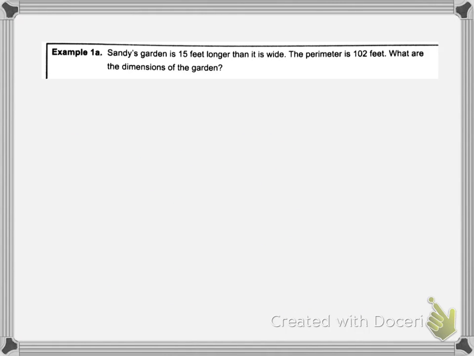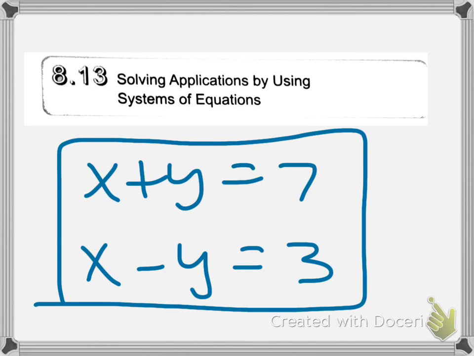Okay. We're going to do this problem in two ways. We're going to do this in the old way with just using an x and not x's and y's, and then show you how to take that same problem and do it like a systems of equations like we see here. Okay. So first of all, we're going to do Sandy's garden is 15 feet longer than it is wide. The perimeter is 102 feet. What are the dimensions of the garden?